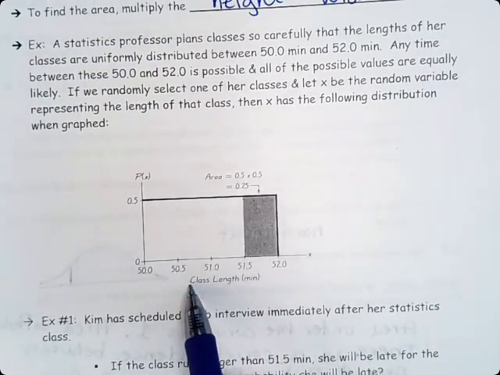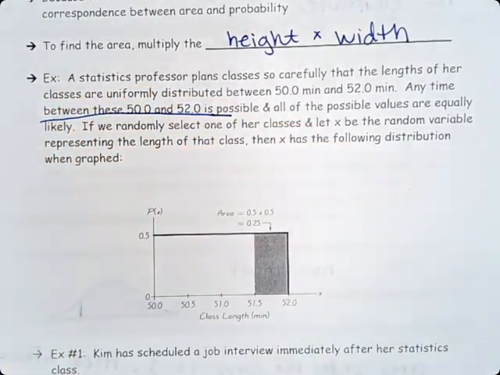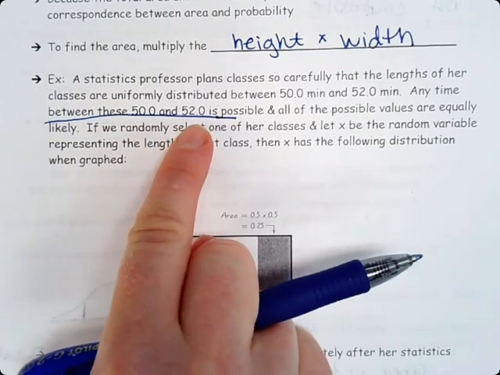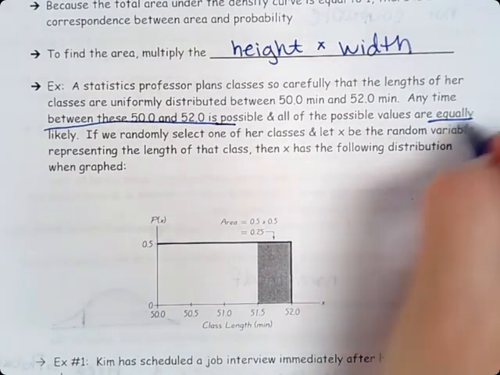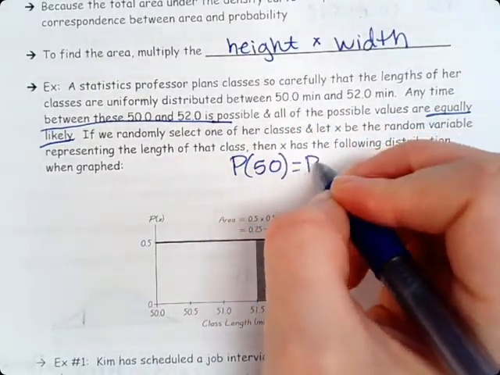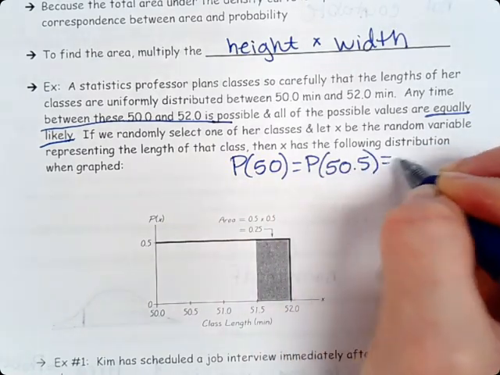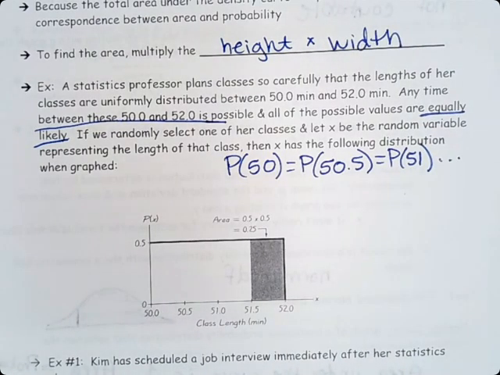So let's look at this graph and determine where these numbers are coming from. Class length: how long are the classes? They're between 50 and 52 minutes. And what is the probability of each of those times? They're equally likely, exactly. So they all have to have the same probability. The probability of 50 has to equal the probability of 50.5, has to equal the probability of 51, and so on. All of them are equally likely.